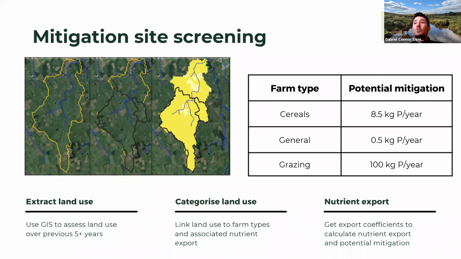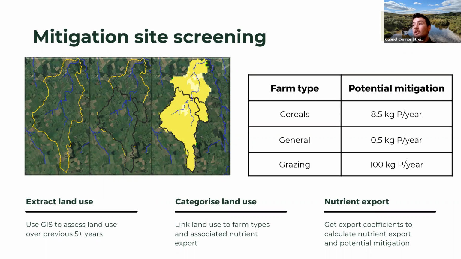As you can see, the yellow outline is a larger water body. It's the catchment for this little stream running down here. And we need to figure out the area of this catchment that drains to a point where we think we can deploy some engineered log jam schemes, which is around here. So we've got a methodology that uses GIS to extract that catchment area and look at available secondary data sources on land use over the past 5 years. We can use that to link the land use to the farm types that are pivotal for understanding nutrient export.